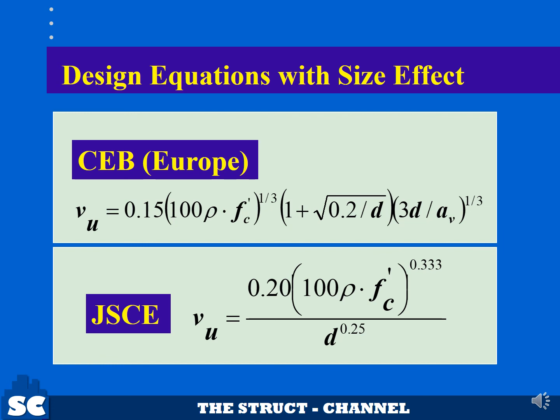These are the design equations from other codes which consider size effect. In Europe, you can notice that in this equation, the d is shown here, and it has an exponent of 1 over 3. And the d is in the denominator, which means as the d increases, then the shear stress will also decrease. Similarly, in the JSCE equation, the d is also in the denominator, which means an increase of d will result in a decrease in the shear strength. And this relationship is not reflected in our present ACI equations.